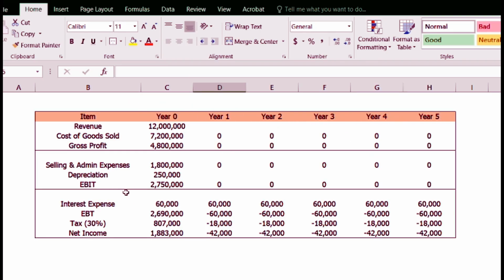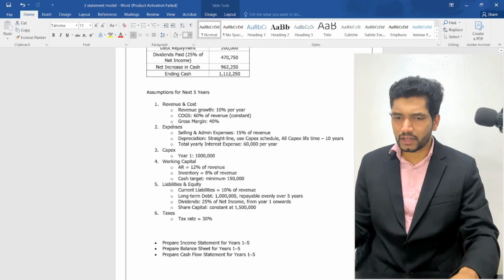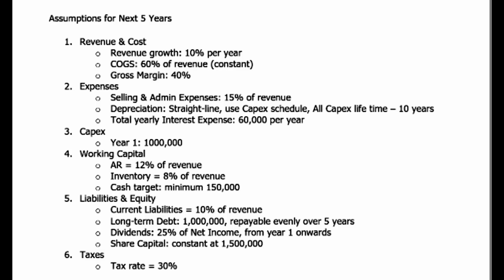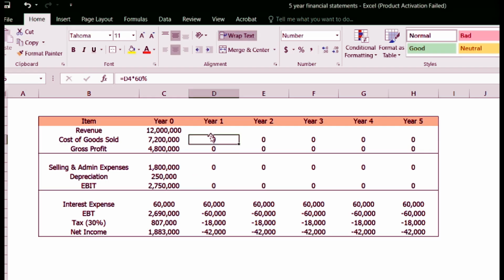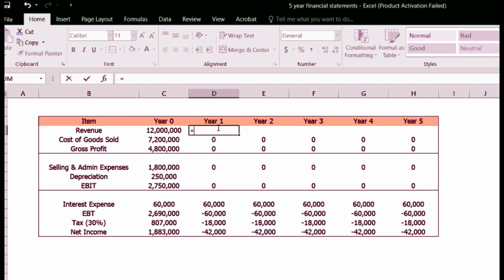And what we are missing now is revenue. The assumption is already given: it is 10% per year. That is the revenue growth we are expecting. So I can put the same here, 1.1 is my revenue assumption.